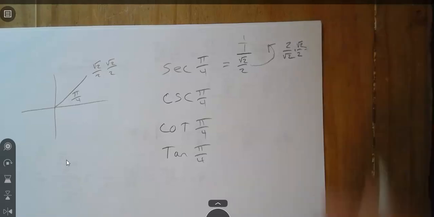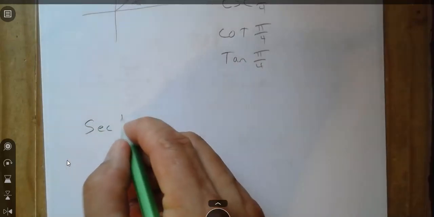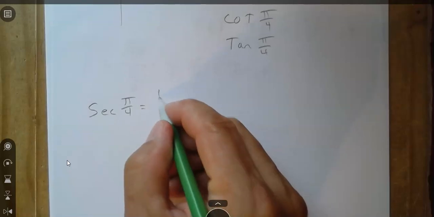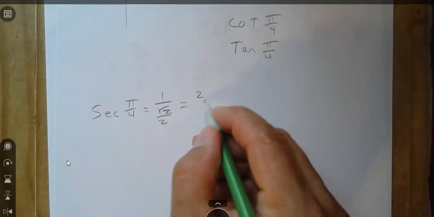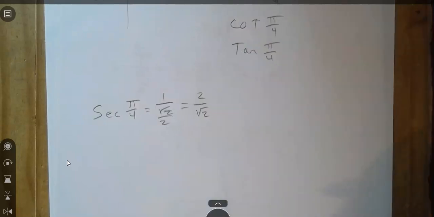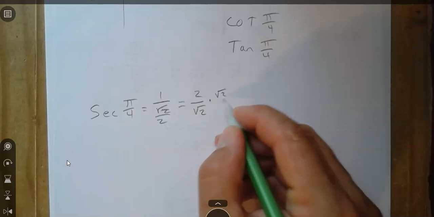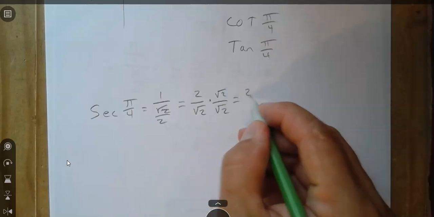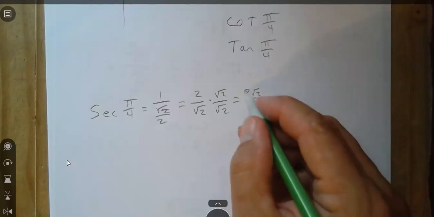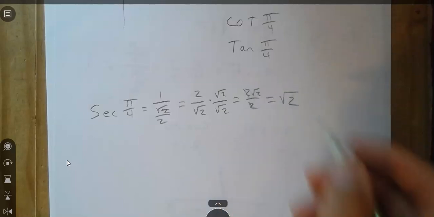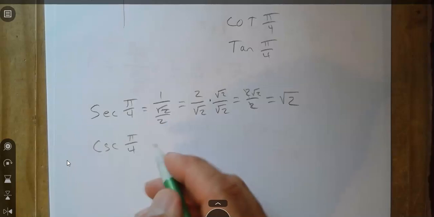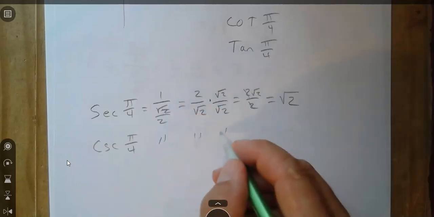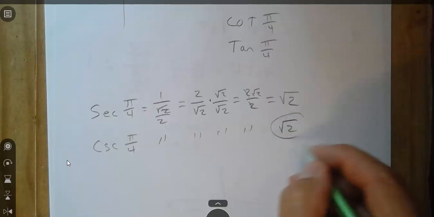I'm running out of room. Secant pi over 4 equals 1 over root 2 over 2, equals 2 over root 2 times 1. Got to rationalize my denominator. So that's going to give me 2 root 2 over 2. My 2's cancel, so I'm left with just root 2. My cosecant, pi over 4, is going to be the same thing, 1 over root 2 over 2, so that's also root 2.